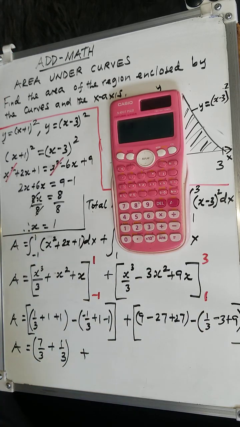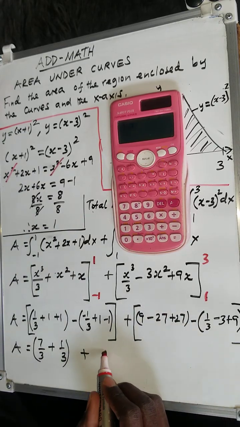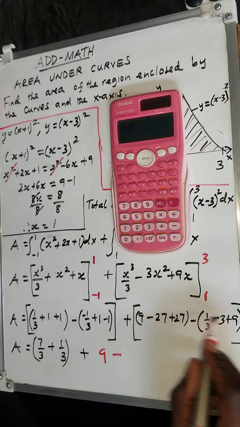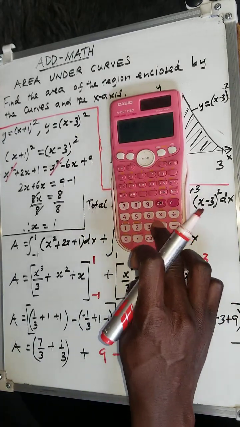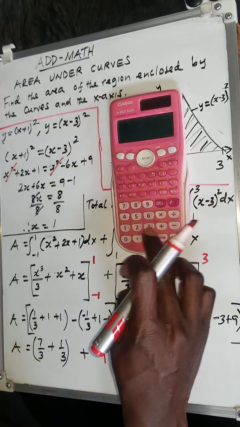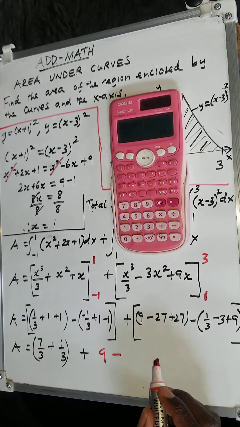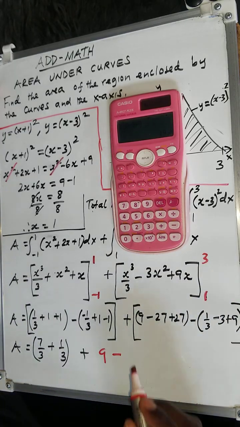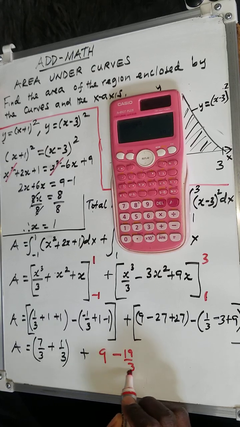Let me go to the other one. Remember, -27 and +27 will cancel, so it will give me 9 minus, if we work out that, 1 over 3 minus 3 plus 9. Okay, so that's 1 over 3 minus 3 plus 9 to give me 19 over 3. So it is simply going to be 19 over 3 there.